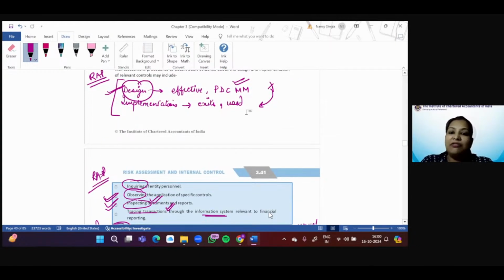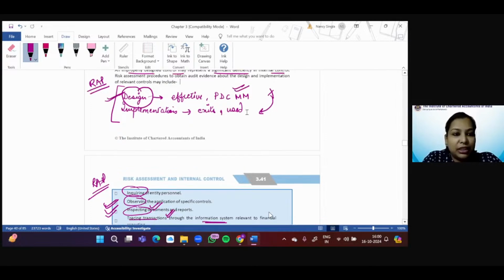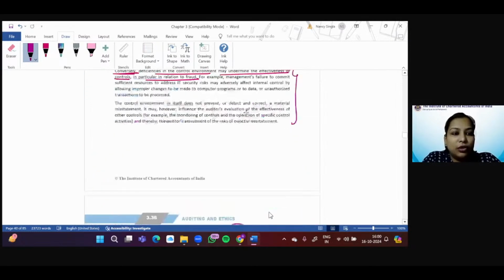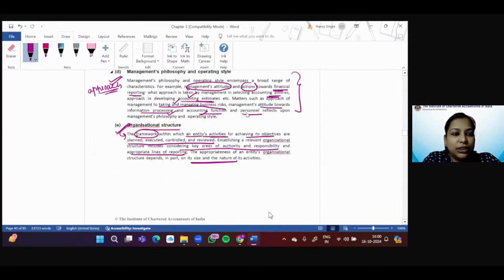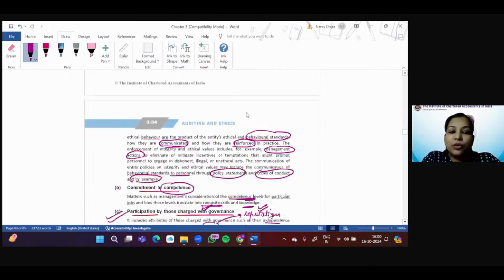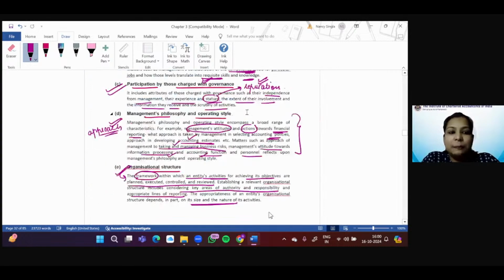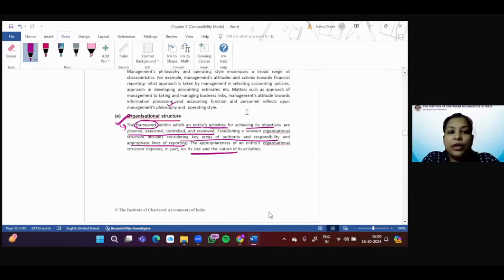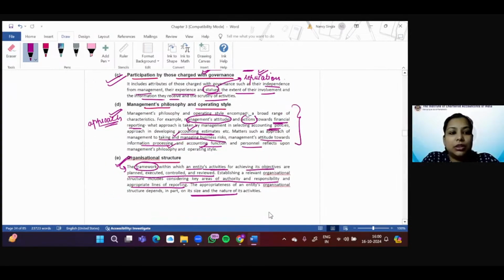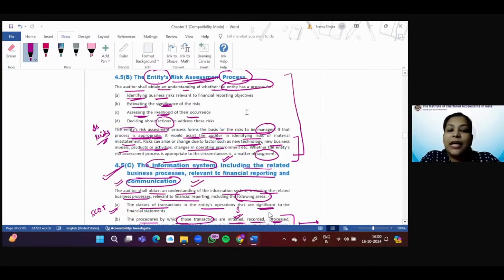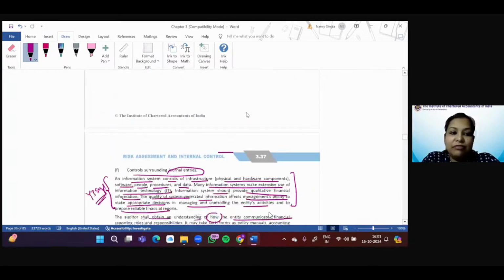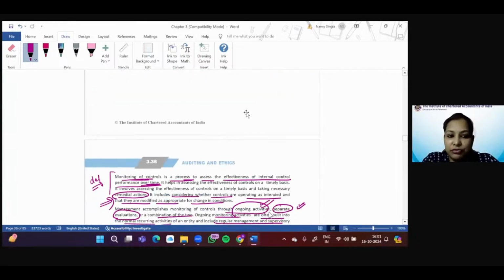So today we have covered the various components of internal control. I'll just take you again to that sheet. So control environment, the entity's risk assessment process, information system, including related business processes relevant to financial reporting and communication. Then we did control activities and monitoring of controls.